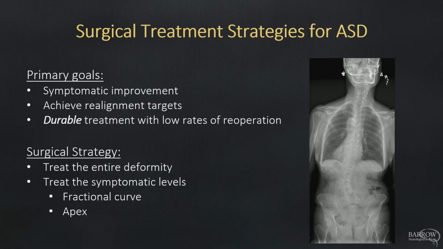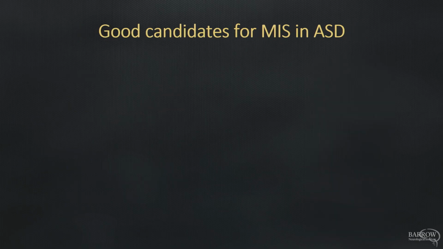Another consideration, as we're thinking about open and MIS approaches, is what's your strategy? We often think for open deformity of treating the full deformity. There are occasions, especially for older patients, where we're doing more selective approaches to deformity, and this comes into play, especially for MIS, where you're treating fractional curve or apical, the apex that's more symptomatic.